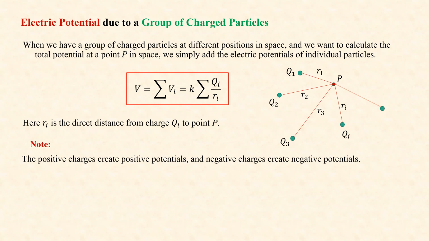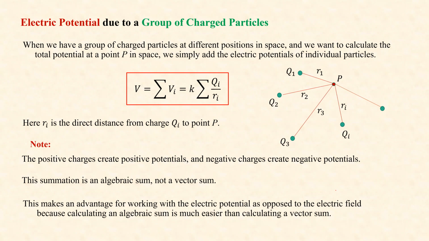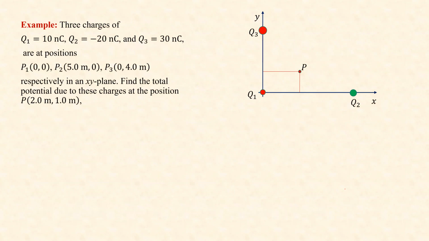So note that the positive charges create positive potential, negative charges create negative potentials, and the summation is an algebraic sum, not a vector sum. That makes an advantage for working with electric potential as opposed to the electric field, because calculating an algebraic sum is much easier than calculating a vector sum. Instead of adding vectors, just add numbers. That's a lot easier, right?